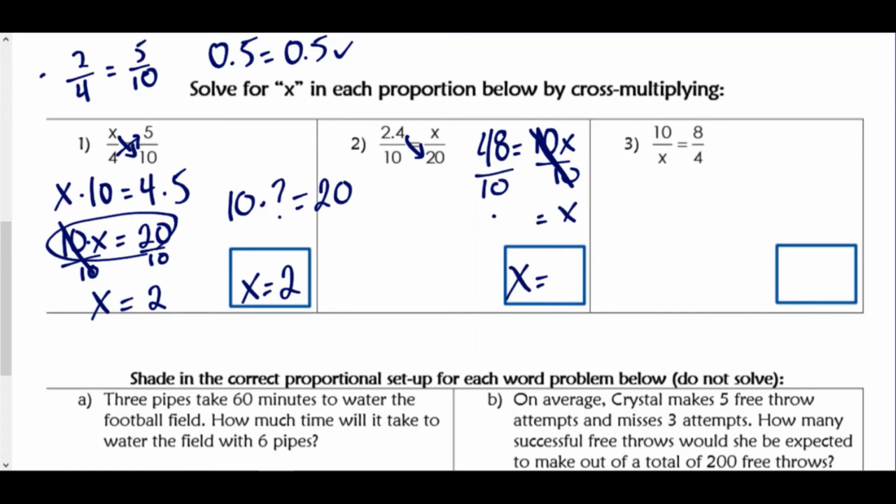And 48 divided by 10 is 4.8. I'm going to flip it around, but it means the same thing. 4.8 equals x, and x equals 4.8. Those are identical. One more example just to make sure that we're clear.